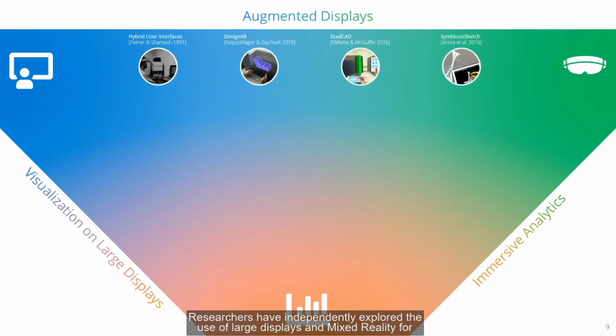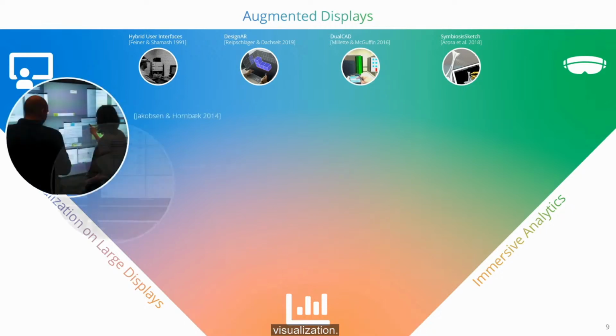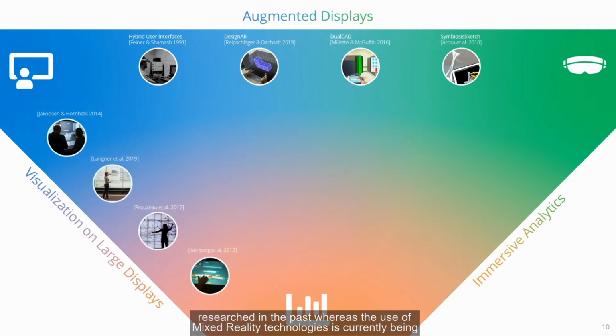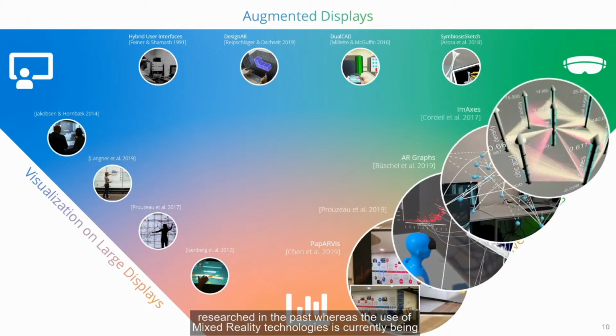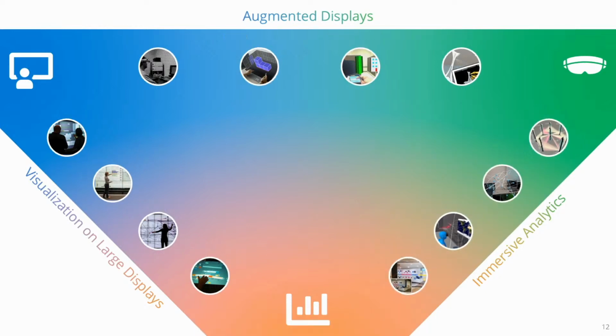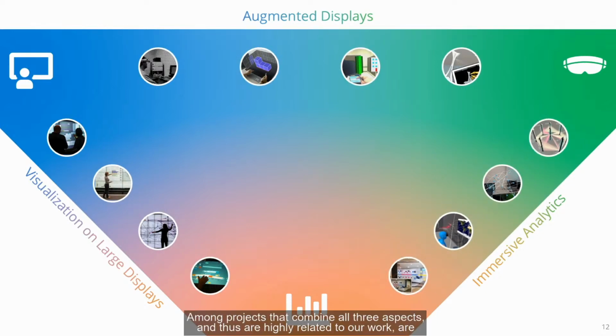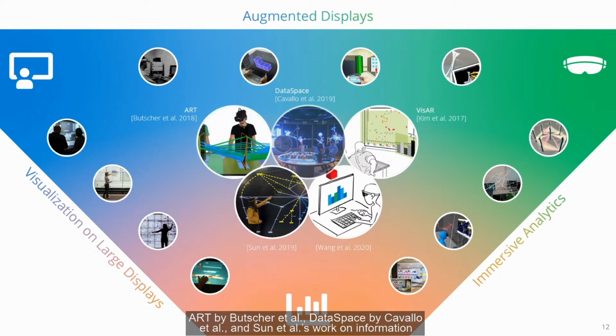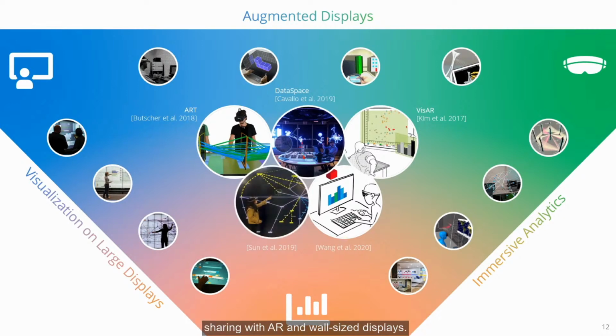Researchers have independently explored the use of large displays and mixed reality for visualization. How large vertical and horizontal interactive displays support data analysis has been thoroughly researched in the past, whereas the use of mixed reality technologies is currently being investigated in the emerging field of immersive analytics. Among projects that combine all three aspects and thus are highly related to our work are Art by Butcher et al., Data Space by Cavallo et al., and Sun et al.'s work on information sharing with AR and wall-sized displays.